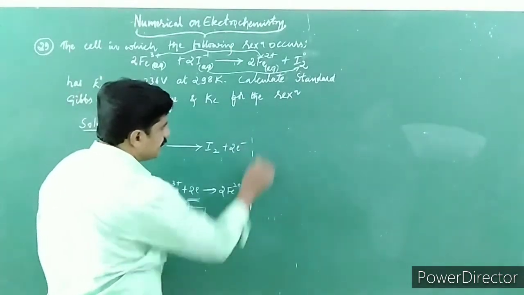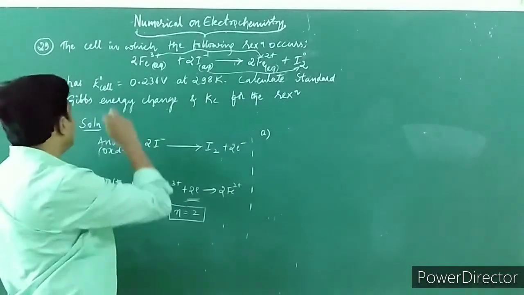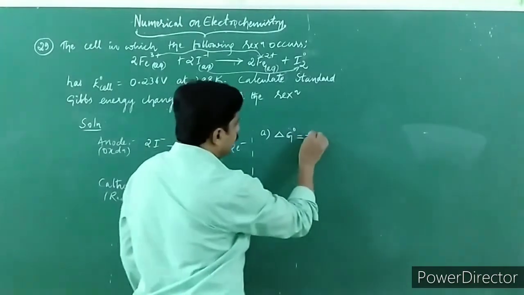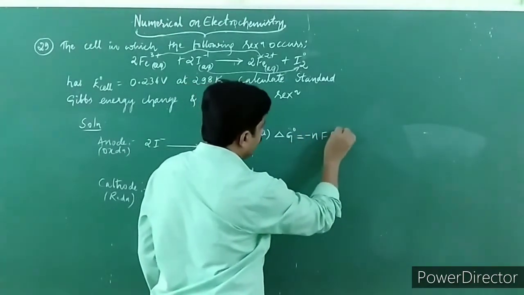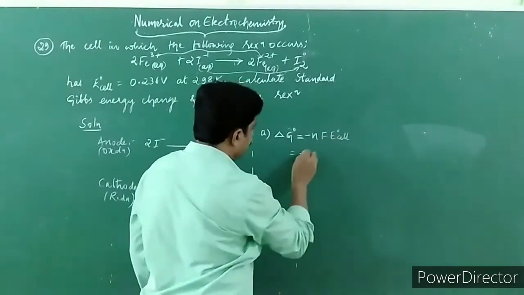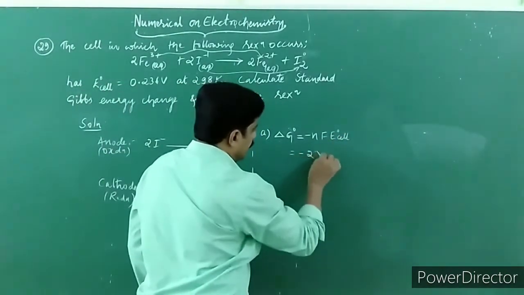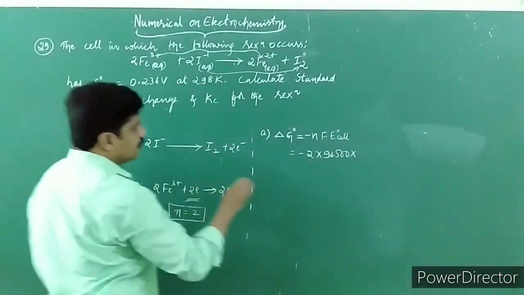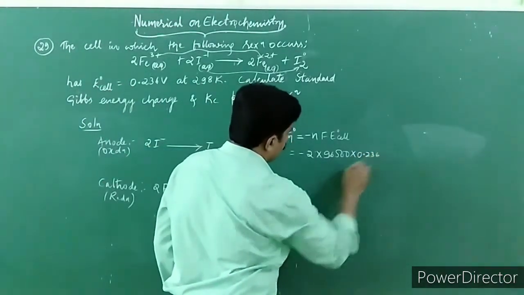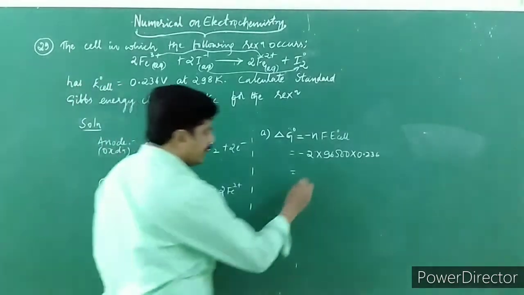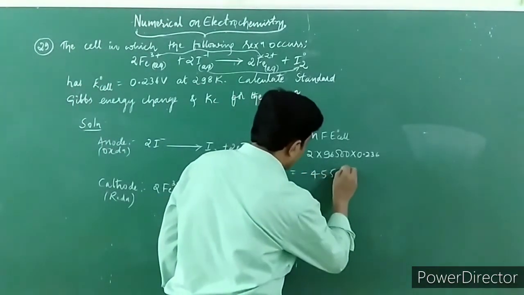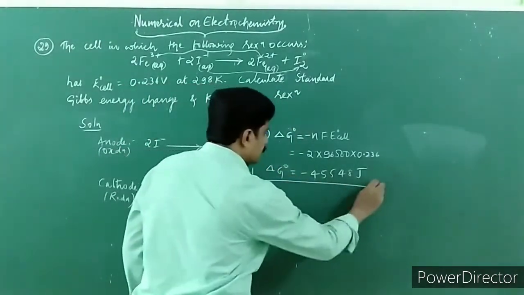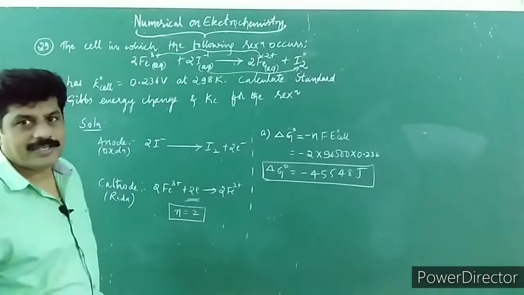Now, let me take up the first part, that is finding out the standard Gibbs energy change. Delta G naught is equal to minus n into F into E naught cell. So the n value, just now you found out, how much? It is 2. And Faraday, you know that 96,500 joules. And E naught is given here, it is 0.236 volts. Children, if you simplify, you are going to get minus 45548 joules. This is delta G naught. Hope you understand that.